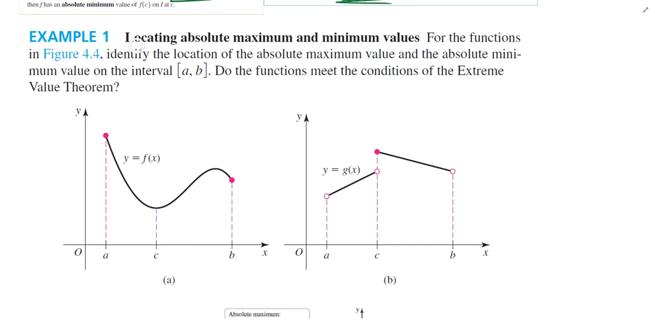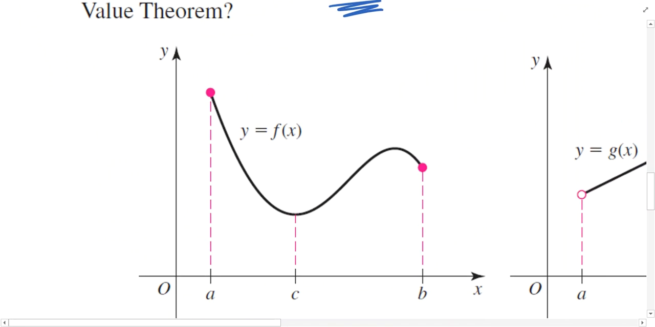So with that in mind, let's talk about example 1 from the textbook in a separate section. For the functions in the figure below, identify the location of the absolute maximum and absolute minimum value on the closed interval a to b. Do the functions meet the conditions of the EVT, or extreme value theorem?